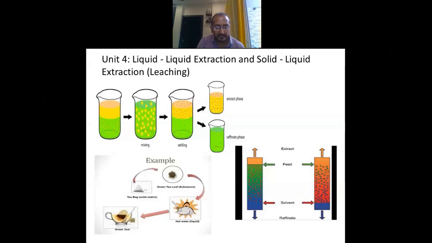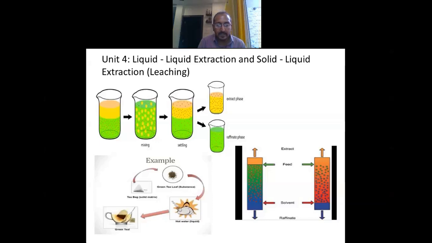So we preferentially extract tea from tea leaves, from a tea bag, by using hot water as a solvent. This is an example of leaching, solid-liquid extraction. From a solid, which is tea leaves, we extract tea by using water at its boiling point as a solvent.